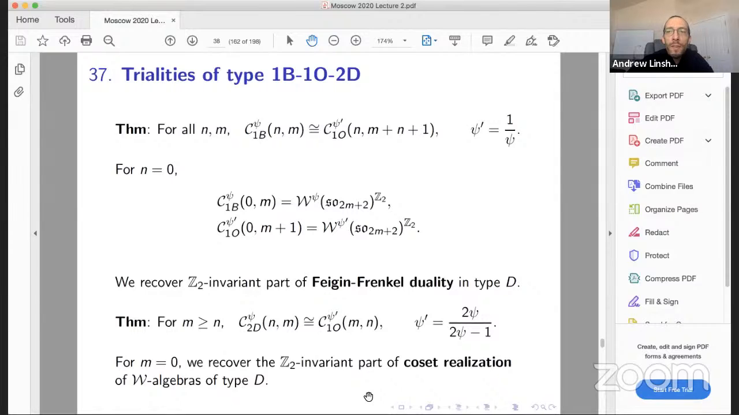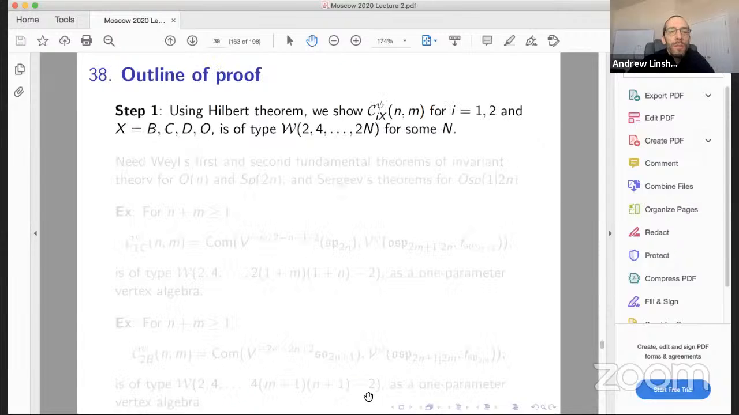Okay, so let me say a few words in the last 20 minutes about how this is proven. It's very similar to the outline for type A. So the first step is to use the Hilbert theorem and our general methods for computing strong generating types of cosets to find the generating types of all these affine cosets.